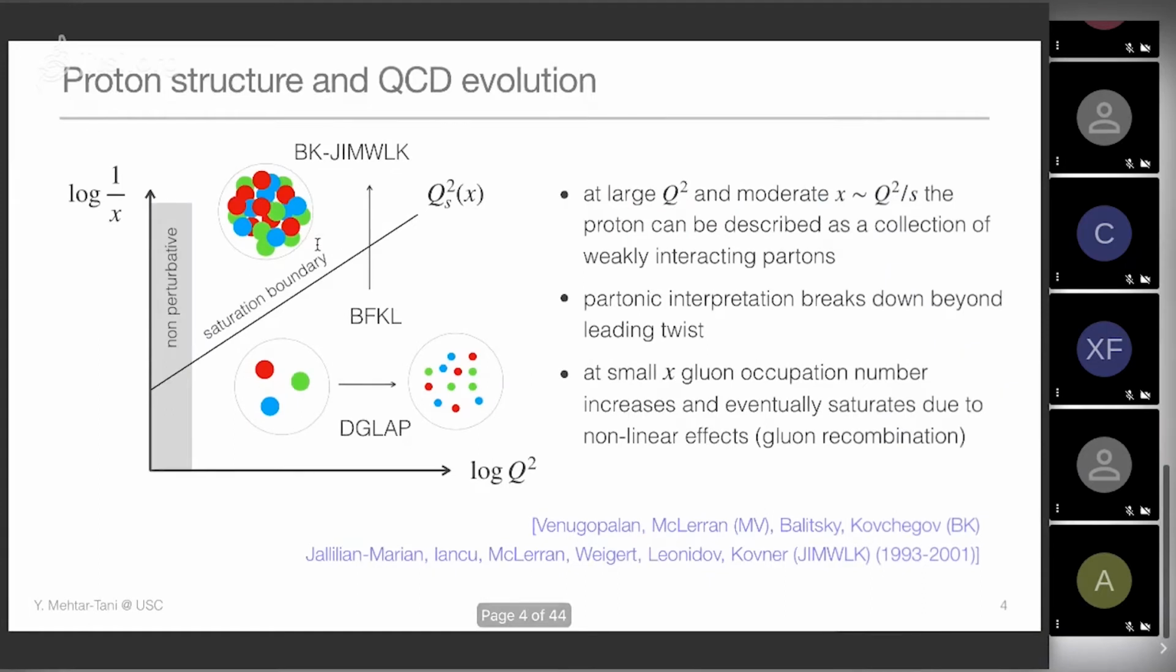Let me go back. So there is a saturation boundary, and the saturation scale increases with x. You can see here that by increasing x, the saturation scale increases. So the hope in the early days was that at small enough x, the saturation scale can be large enough so that we can use perturbative, weak coupling techniques to tackle this non-perturbative regime, because you have to account for nonlinear effects.